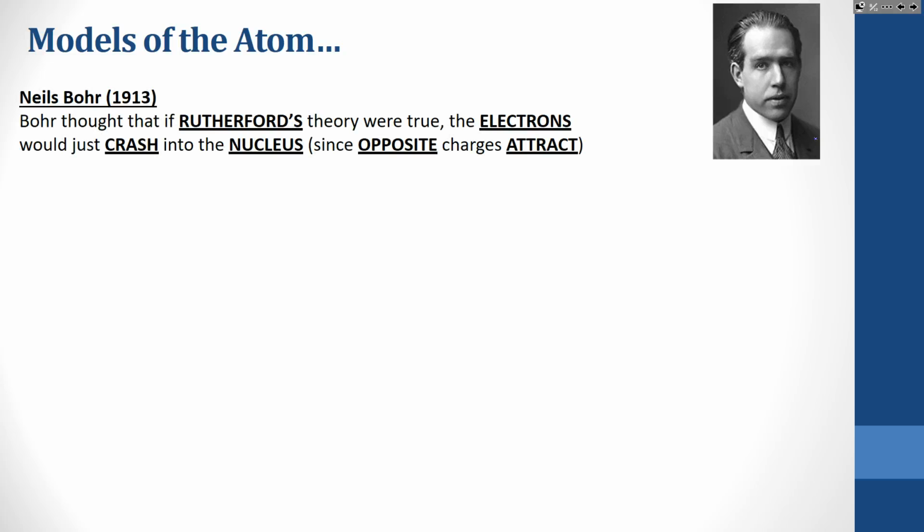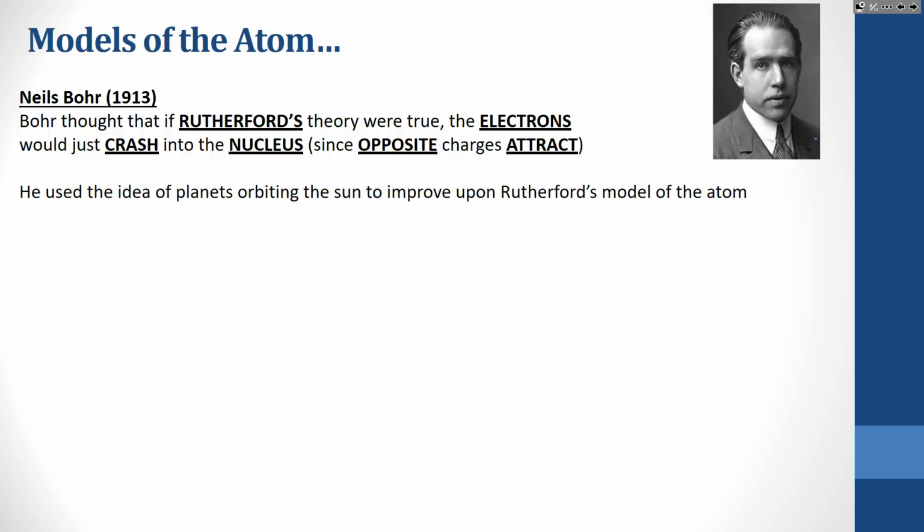So a guy by the name of Niels Bohr basically thought what we were just saying, that the electrons would crash into the nucleus, and there must be something else going on here. So he imagined the planets going around the sun, and every planet is super attracted to the sun. The sun has a ton of gravity, but why don't we actually crash into the sun?